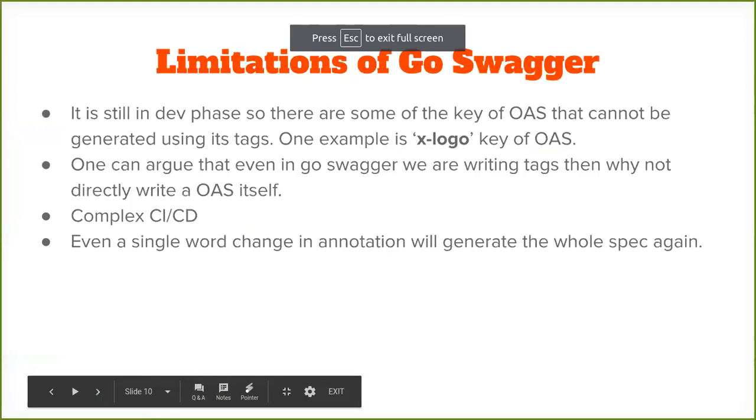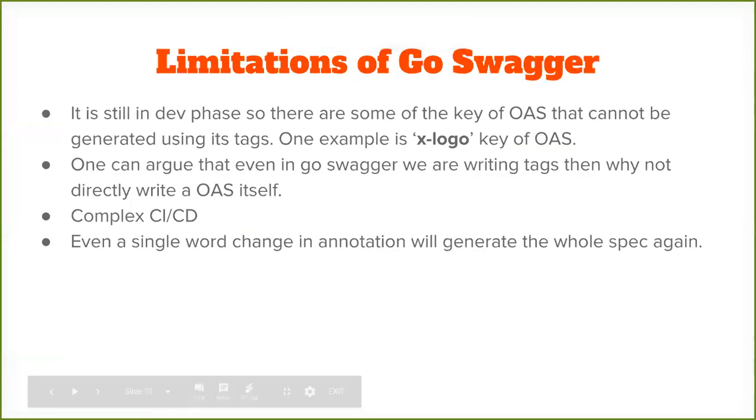So now let us see, we have certain limitations of GoSwagger. One of them is that because GoSwagger is still in development phase, some of the keys of the OAS cannot be produced using GoSwagger tags. One example that I mentioned here is x-logo. This key lets you put your company logo in the reference doc. You can customize your UI using some tags in the spec file only, but that tag will be available in the spec file only once we have an annotation for it in GoSwagger, right?